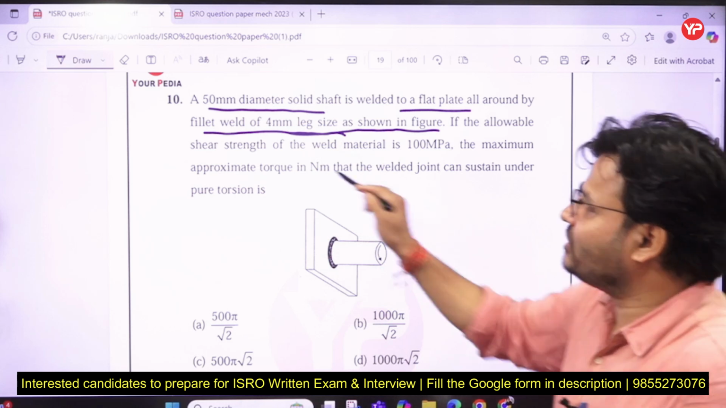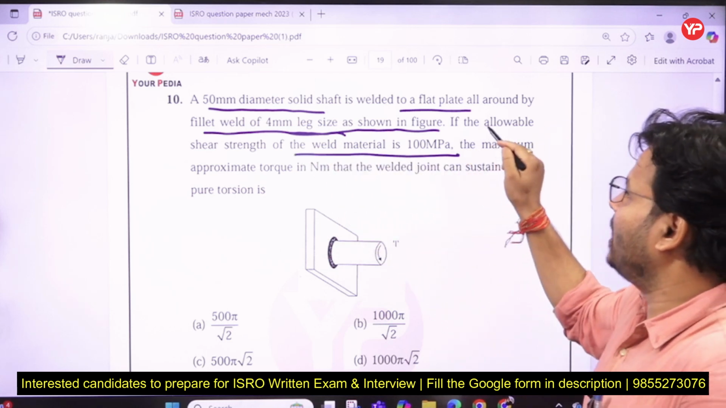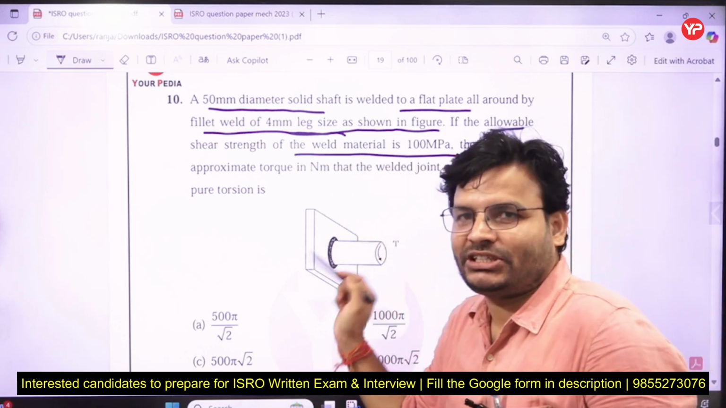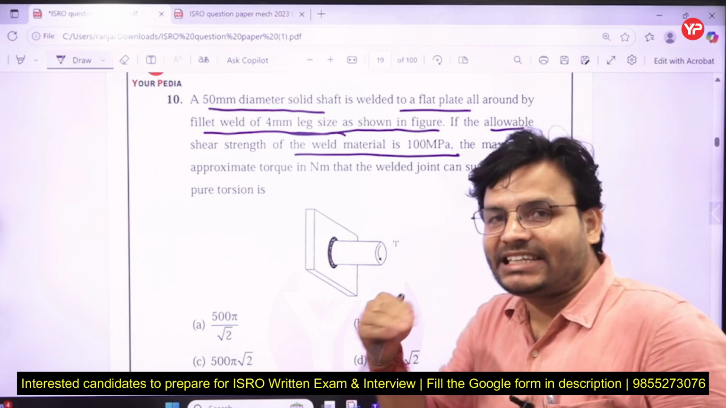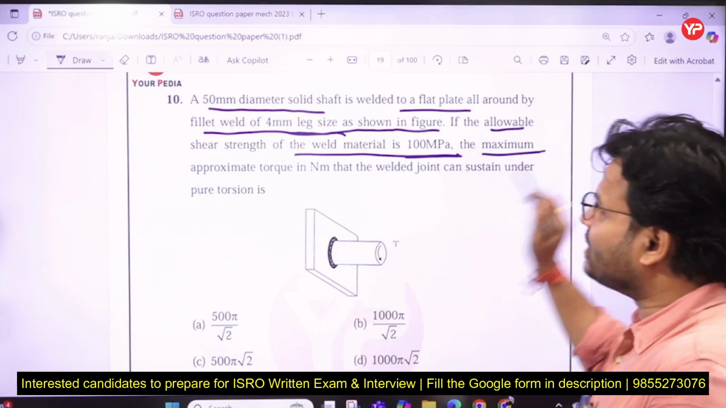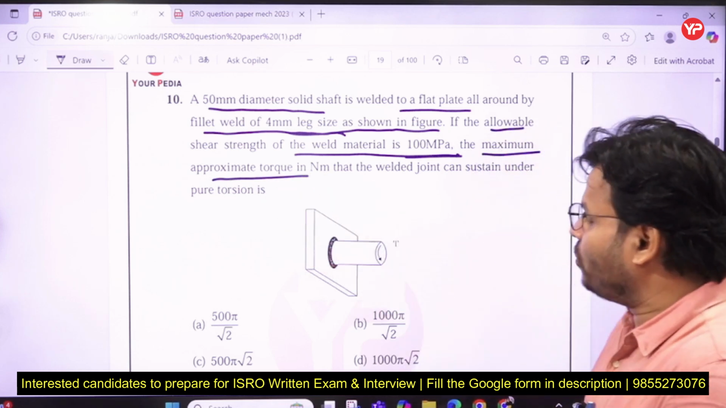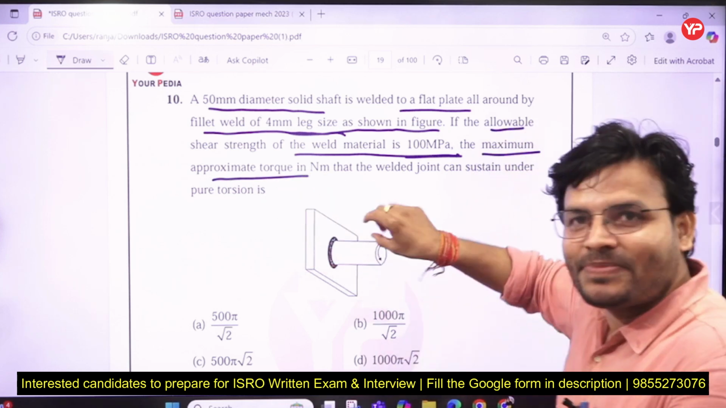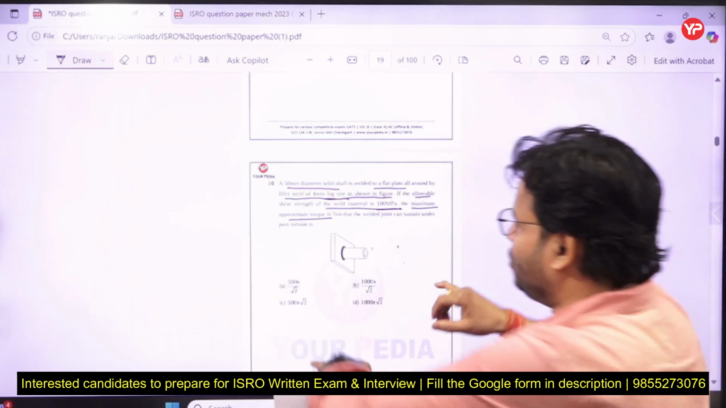If the allowable shear strength of the weld material, the maximum shear strength that the weld material can sustain, is given as 100 megapascal. Well sir, the maximum approximate torque, you have to apply the torque there. We can see here one torque is applied there.